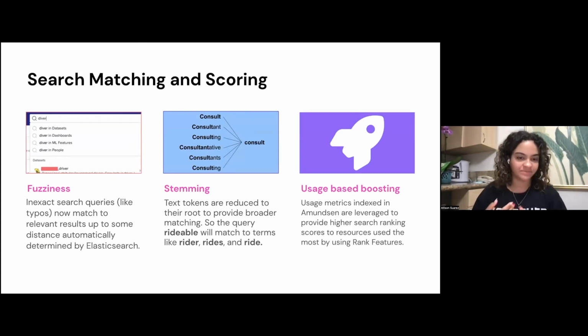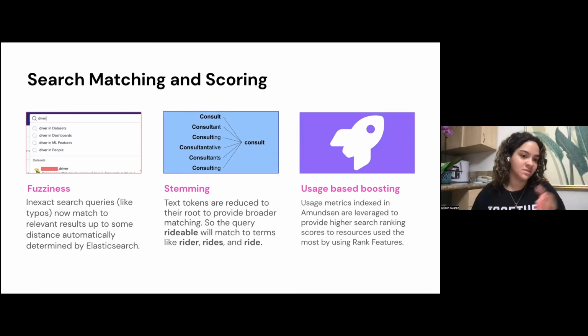So, matching your query and scoring documents based on that query. One of the things we've introduced to make these improvements is fuzziness. So now you can have an inexact query, and by query in this case, I'm referring to the user-inputted string to search on Amundsen.